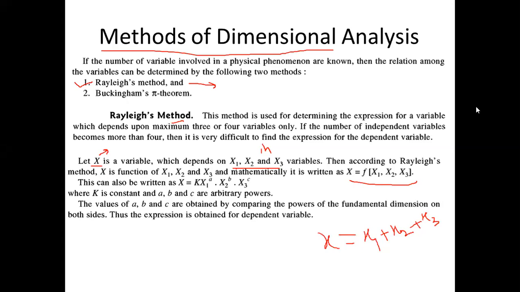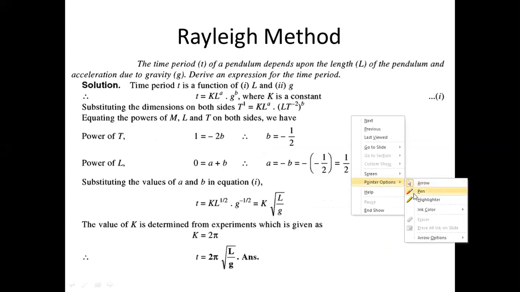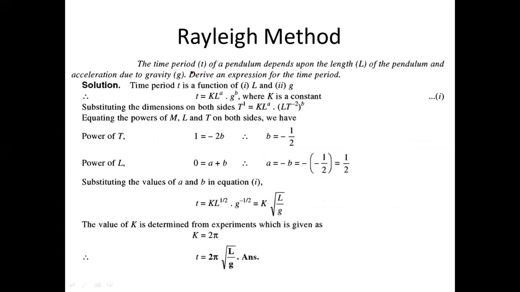I'll explain it by an example here. Like in this case, we have an example. We'll see that example here. Try to understand. See, the time period of a pendulum depends upon the length of the pendulum and the acceleration due to gravity of the pendulum. Okay. Now you tell me, in this question there are three parameters: time, length, and acceleration due to gravity.